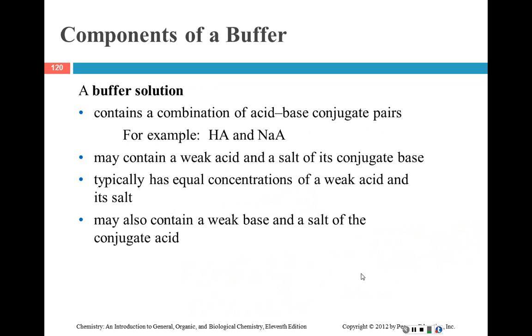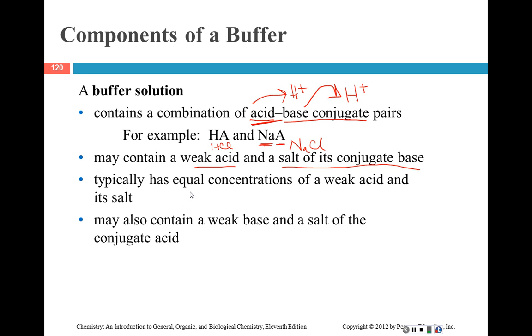The buffer solution then is going to be a combination of an acid and its conjugate base, because it's going to be able to donate a hydrogen or accept the hydrogen. A lot of times what you have is a weak acid and then the salt of its conjugate base. That's why we write it with an Na, because sodium often forms the salt of the acid. If it was HCl, for example, the salt would be NaCl.